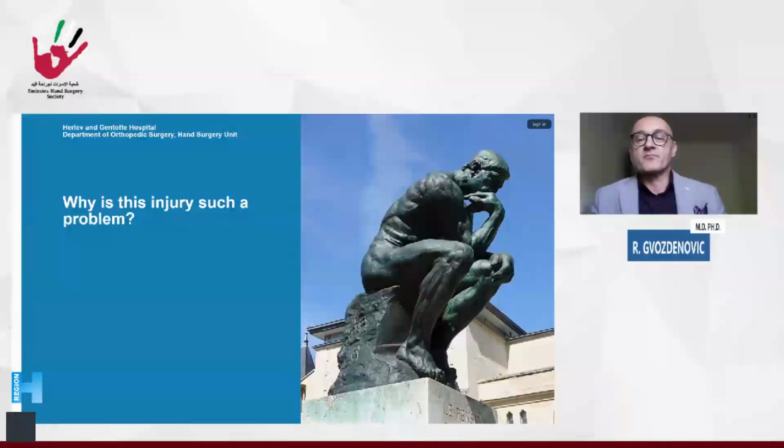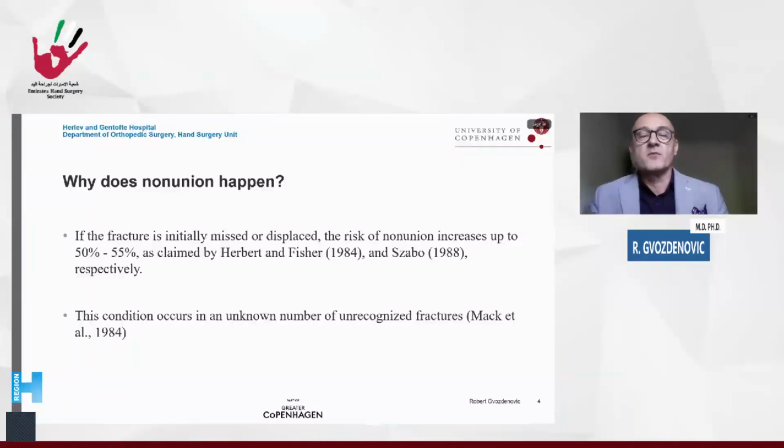And looking at the scaphoid non-union and the scaphoid bone, which is a tiny bone in the wrist, but this bone can cause so many problems. And the question is actually, why is this injury such a problem? One of the reasons is that the patient doesn't go to the doctor.